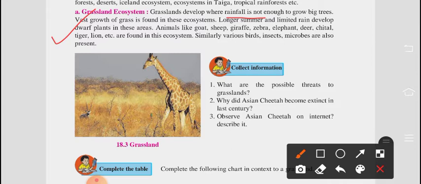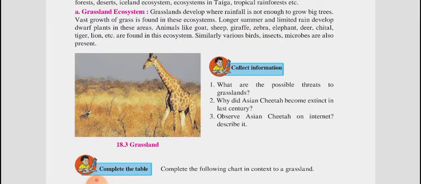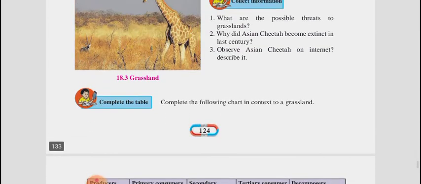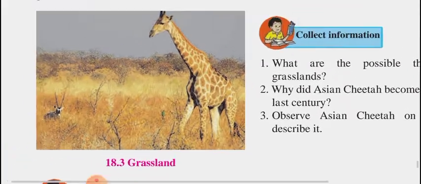Longer summer and limited rain develop dwarf plants in these areas. Animals like goats, sheep, giraffe, zebra, elephant, deer, chital, tiger, lion, etc. are found in this ecosystem. Similarly, birds, insects, microbes are also present. So this is about grassland. You can observe this picture also. This is a grassland area.